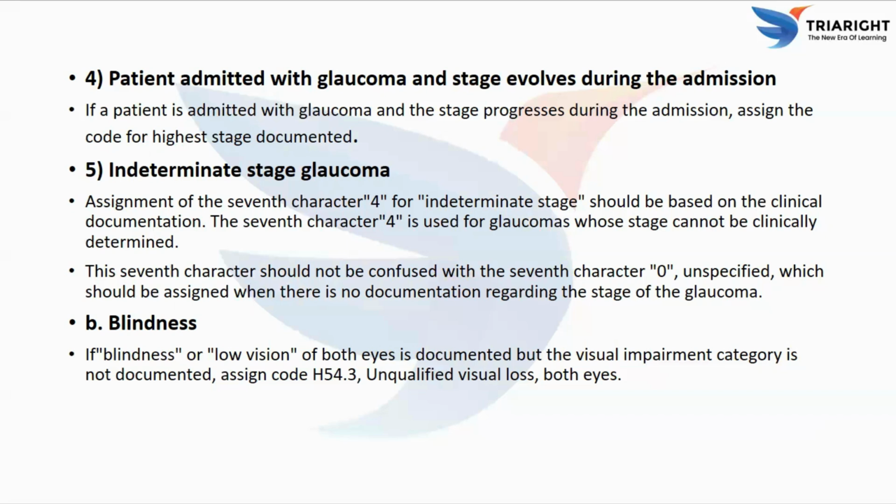But if the documentation only says patient is blind in both eyes or low vision in both eyes, without specifying the category of the visual impairment, you have to then use the H54.3 category code, which indicates the unqualified visual loss in both eyes. For example, if the documentation says patient is completely blind in both eyes, and there is no mention of visual impairment classification, then you have to assign the code H54.3. So if the documentation specifies the visual impairment category, like maybe category 3, category 5, then you would choose a more specific H54 code instead of this H54.3.